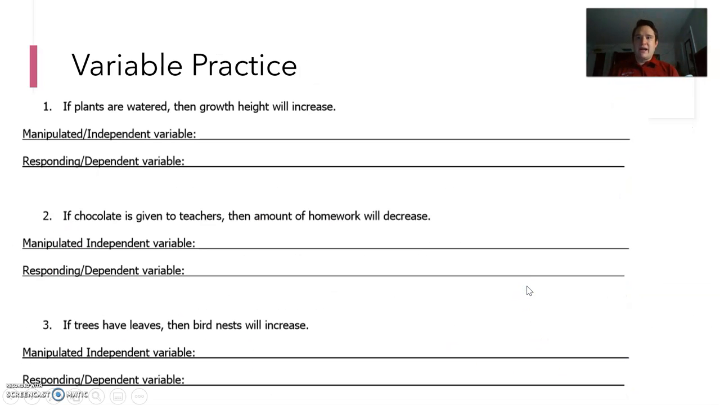Now, here's some practice. Variable practice. I want you to go ahead and read these and answer them. I'm going to pause the video for a second, and then we'll come back and go over them. Okay, Stallions, so you should be done with practicing this. If plants are watered, the growth height will increase. What is being changed? It's the amount of water. What are we measuring? The height.